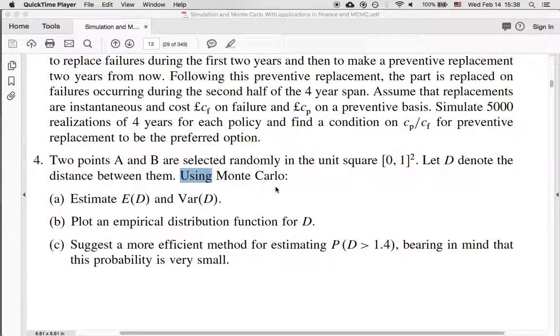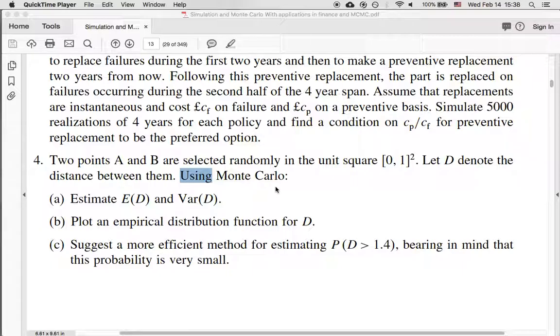Here for problem number 4 of chapter 1, we're looking at points that are generated in a unit square. So they have an xy coordinate within 0 and 1. And we're looking at 2 points to see the distance between the two.